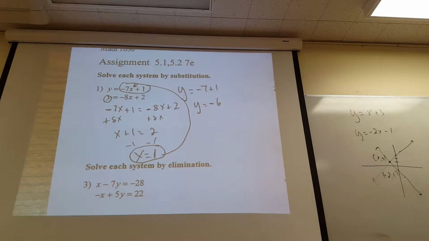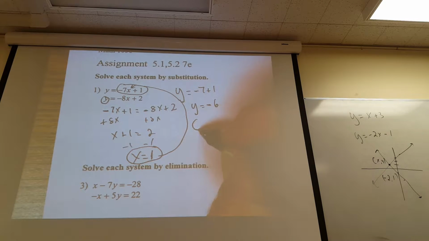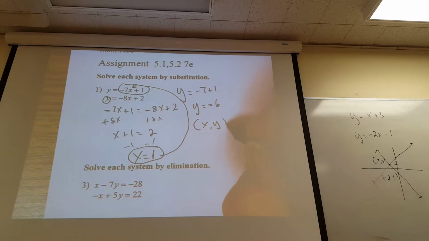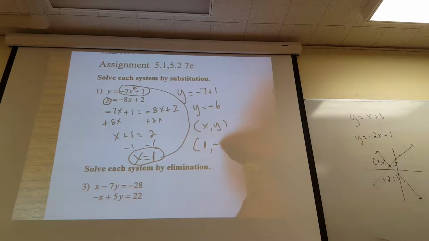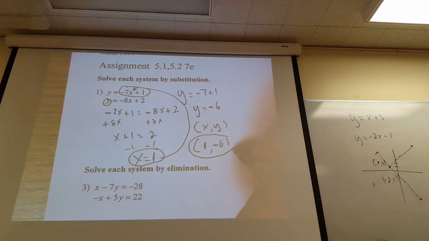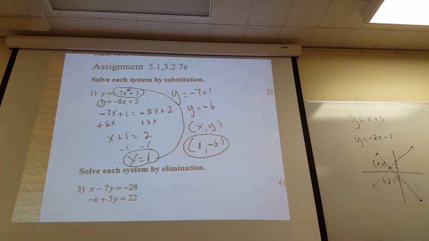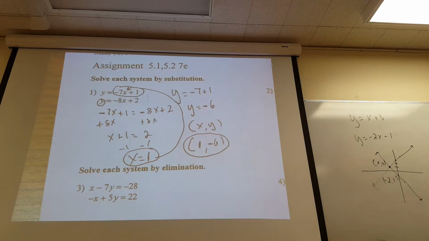Now, you have to write your answer in an ordered pair, an x and a y, so your answer is 1, negative 6. So that's what we're looking for. We're looking for the ordered pair as the solution.